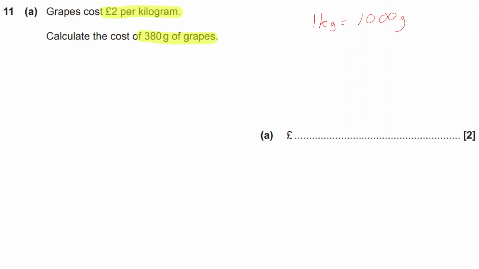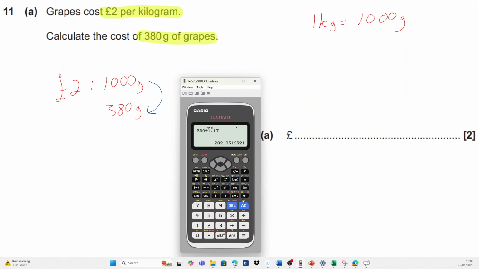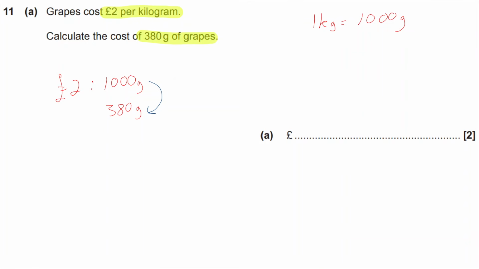So the cost is £2 per kilogram, so per 1,000 grams of grapes. You've been given 380 grams of grapes. Now to get from 1,000 to 380, if you do 380 divided by 1,000, that is what you're going to be upscaling by. So if we get our calculator and type in 380 divided by 1,000, you get 0.38. Perfect. So if you times 1,000 by 0.38, you get 380.